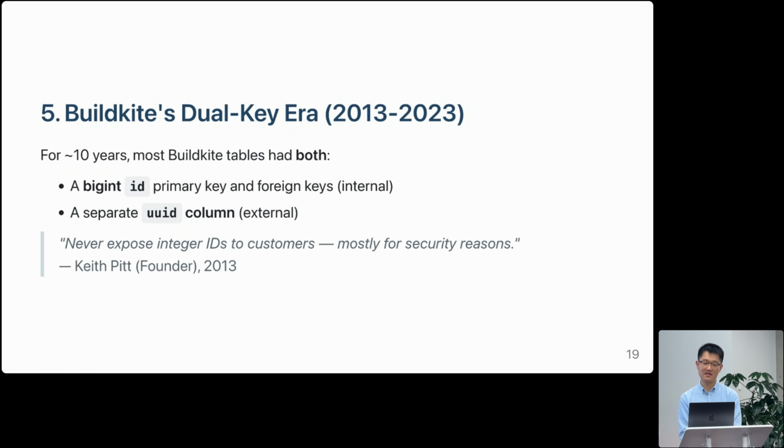So for about 10 years, at Buildkite, all our tables had a dual ID system. We had a big int, which was the primary key, and we used it in foreign keys, as I mentioned earlier, but we also had a separate UUID column, and that was used externally. So in our GraphQL API, our REST API, in our web app, we would often display the UUID column to our customers.